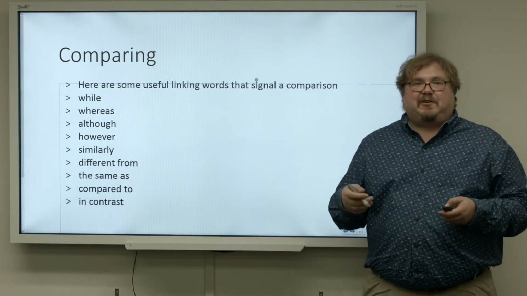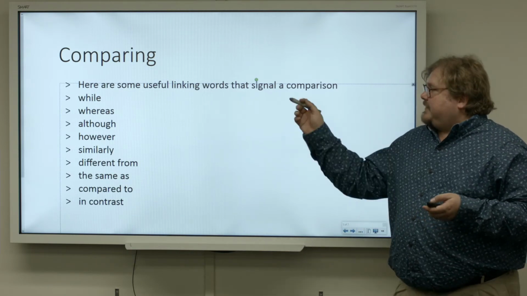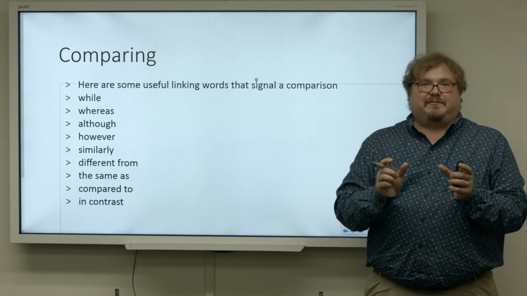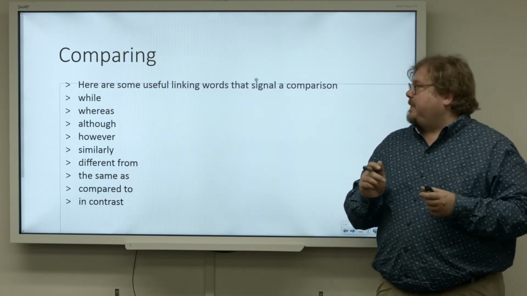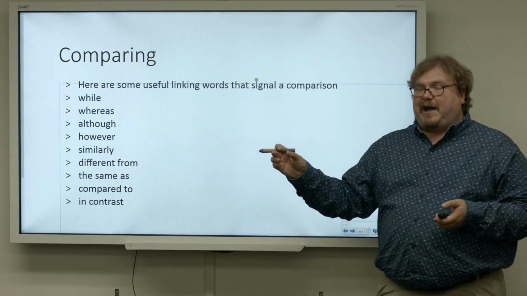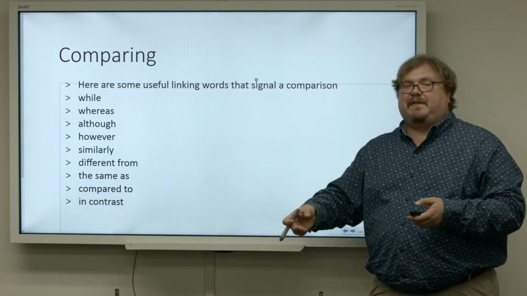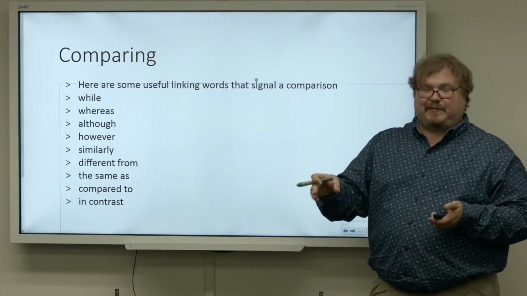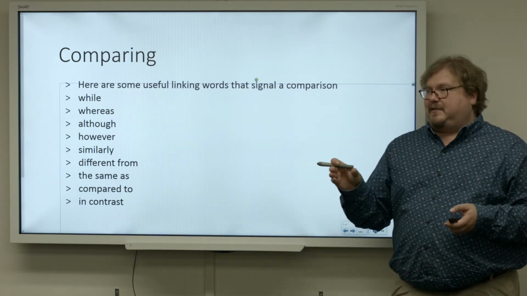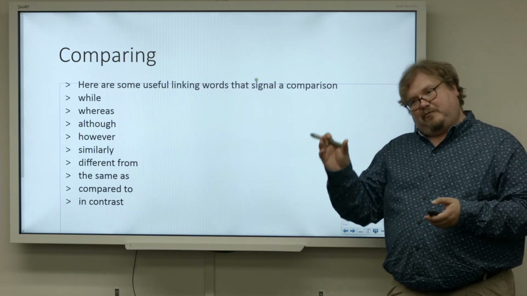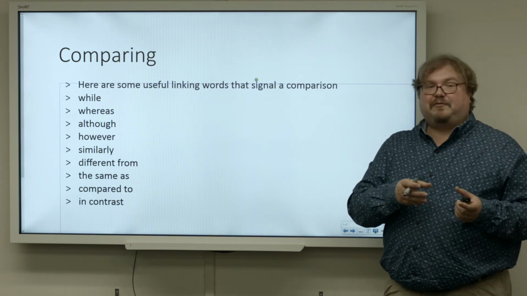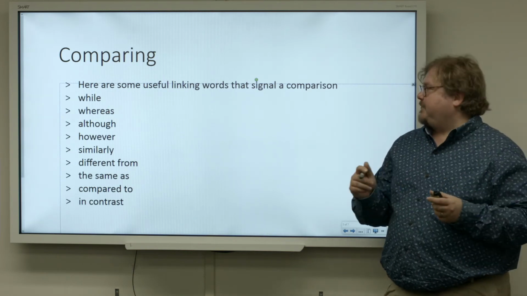And finally, as we compare, I've listed some useful linking words here that can help you structure some sentences and add some variety. So we can use words like while. So while miles traveled by car are this much, miles traveled by bus were this much. Or whereas. Whereas the miles traveled in 1985 were this much, the number of miles traveled in 2000 were this much.